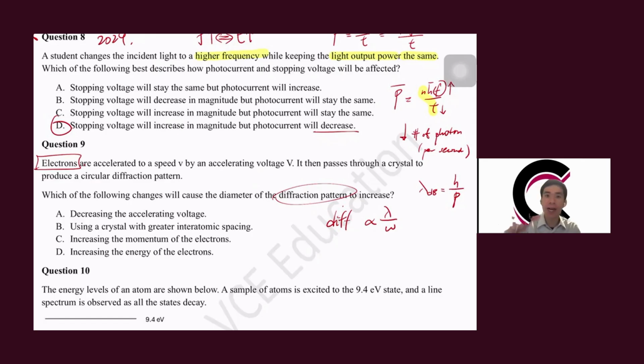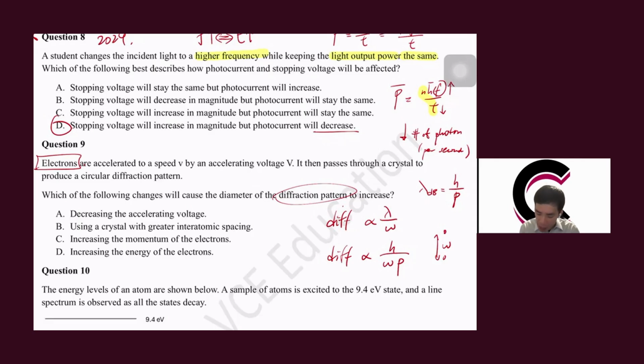Okay, and that size of the wavelength corresponds to the momentum. In other words, like the diffraction pattern, it corresponds to h over the width of this diffraction. So it could be the distance between the crystals, atoms. You know, that's the width, times the momentum, right? So it's inversely proportional to the momentum.